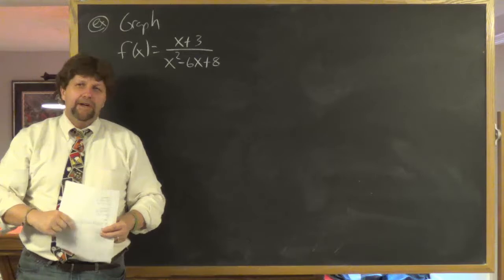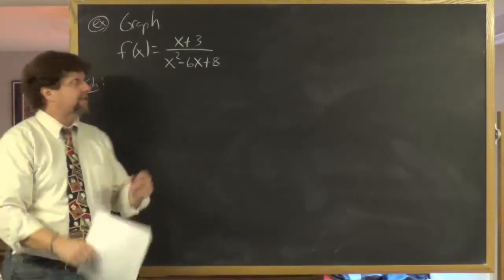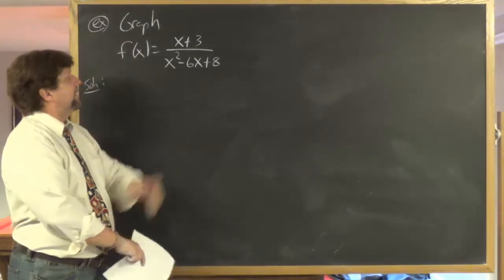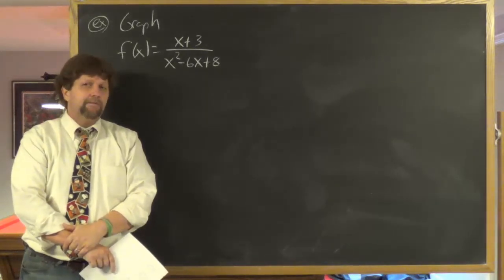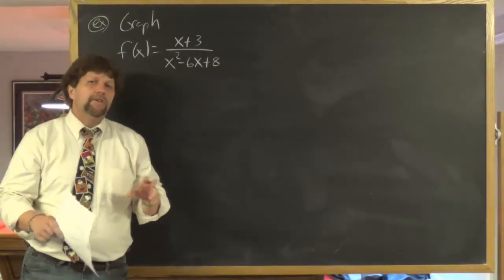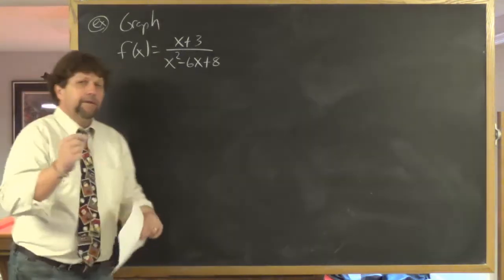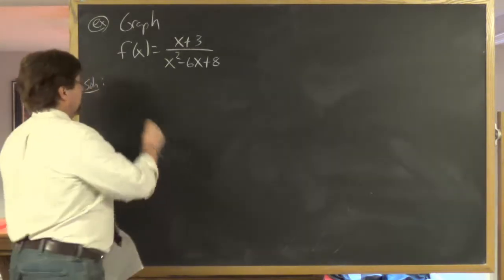Alright, here we are. We're going to put everything together that we've talked about so far with rational functions. And we're going to sketch the graph of the rational function f of x equals x plus 3 over x squared minus 6x plus 8. First thing I do is I identify my asymptotes. Probably the easiest one to do straight away is the horizontal asymptote.